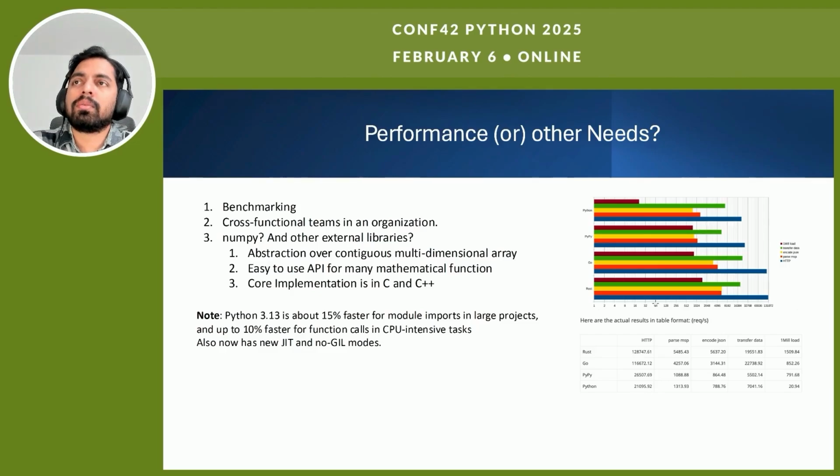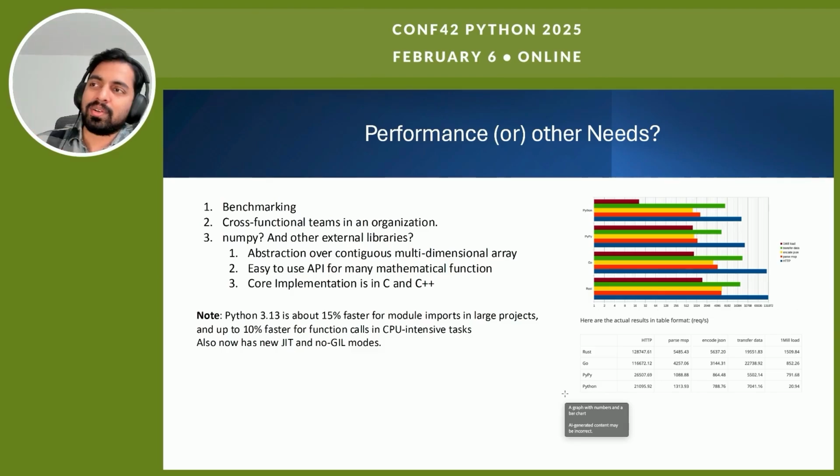Even though Python and C++ have a lot of similarities, in terms of performance C++ is much faster than Python. Although the recent versions of Python, 3.13, have introduced new modes, such as modes where you can disable the global interpreter lock, and modes with a just-in-time compiler, it's set to be around 15% faster for module imports and 10% faster for function calls and other CPU intensive tasks.